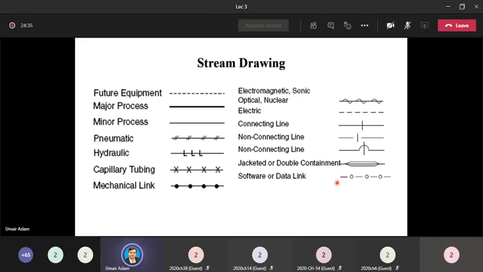So they basically predict this thing 10 or 15 years earlier, and this prediction on a process flow diagram is represented by future equipment or future citation stream drawing. Ki hum 10-15 saal baad as per the demand of the market we will install something new here. Okay sir.